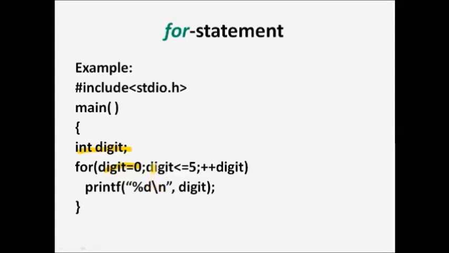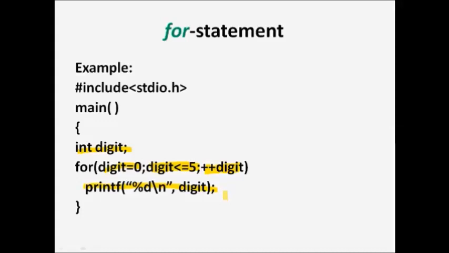Now you can see the second expression. The second expression is a condition. Here the condition is digit is less than or equal to 5. And now you can see the third expression. This third expression increases the value of variable digit by 1. And after these parentheses, you can see that they are followed by this statement. This statement calls the printf function to print the value of variable digit.